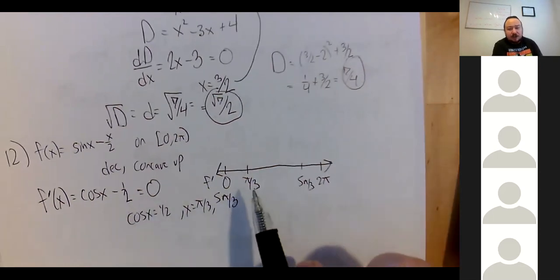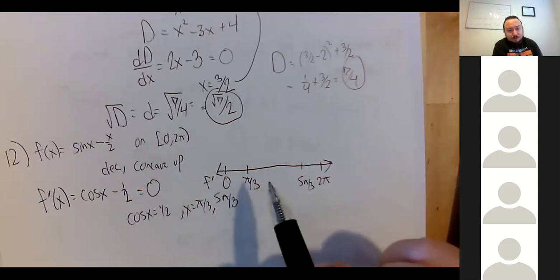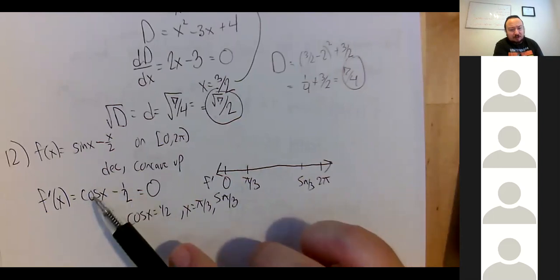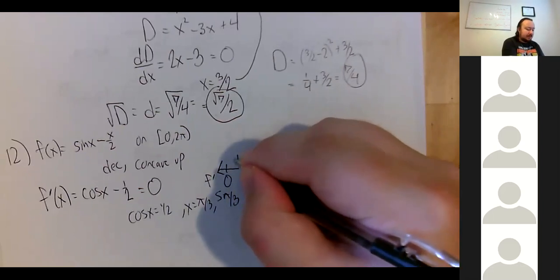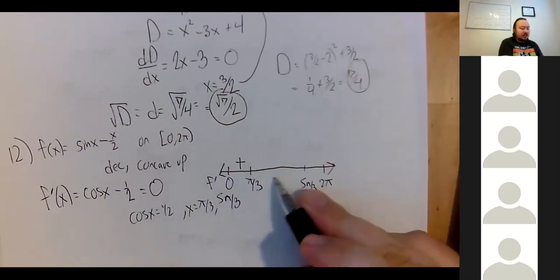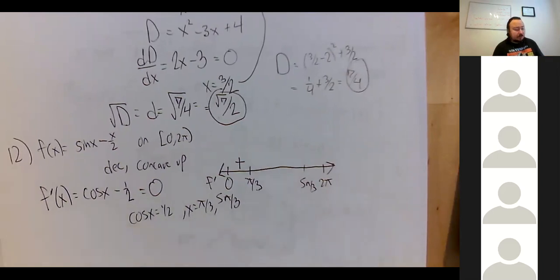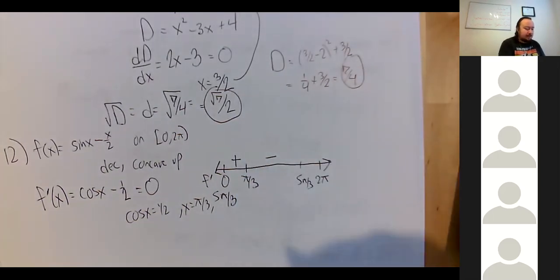Okay, now if I plug in something less than pi over 3, like maybe pi over 4, cosine will be bigger than 1/2. It'll be like root 2 over 2 minus 1 over root 2, so this will be positive. Then I can plug in something in between, like maybe pi, for example. Cosine of pi is negative, and this is negative, so we're definitely going to get a negative.